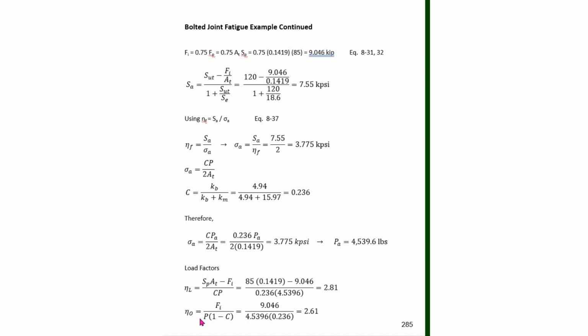So this is a good example to show you how to use safety factors and the different loads to compute the maximum load that could be applied to a bolted joint system in a fatigue type application.